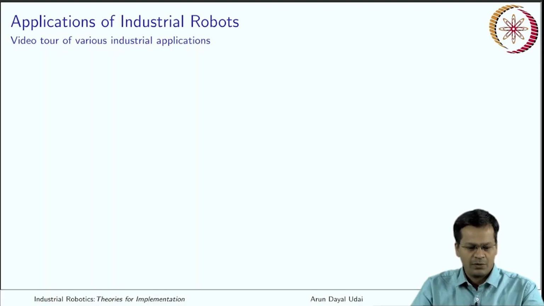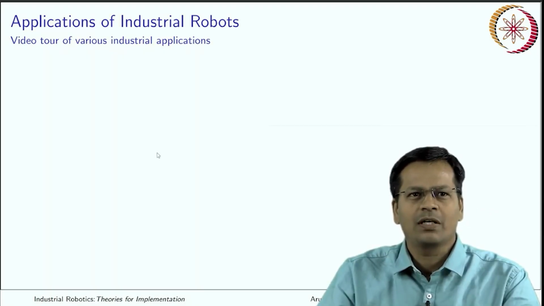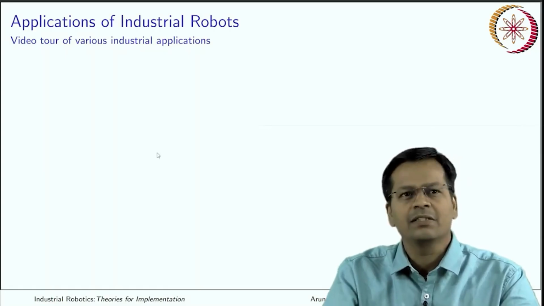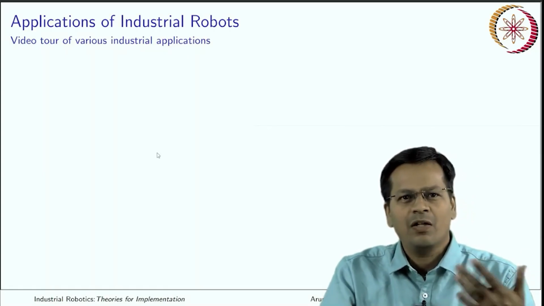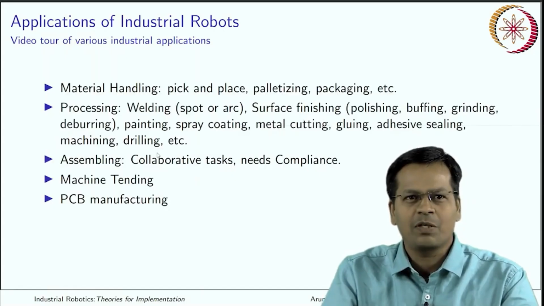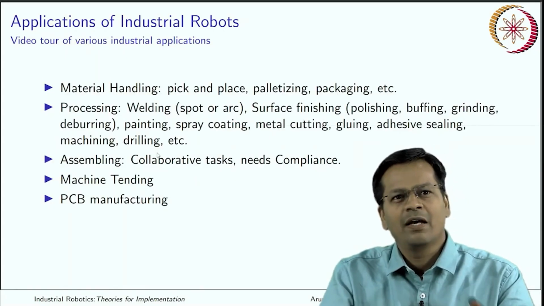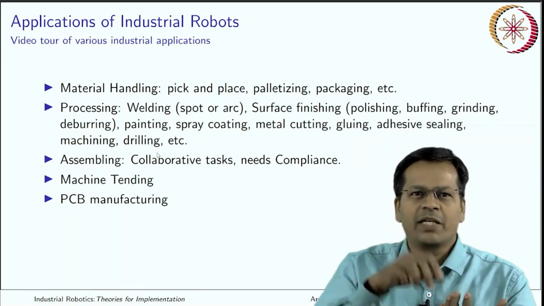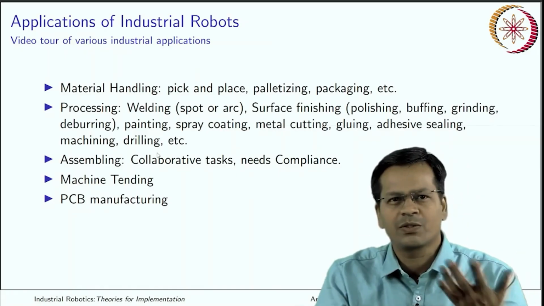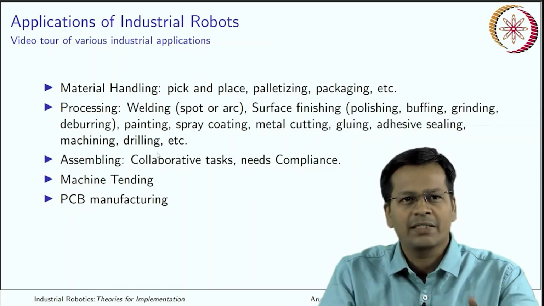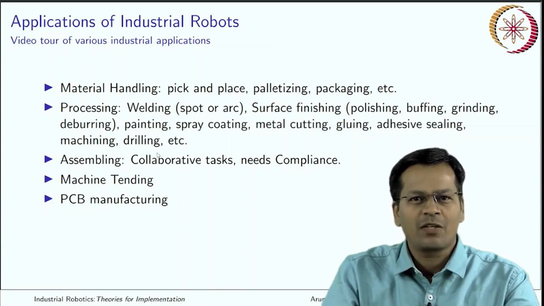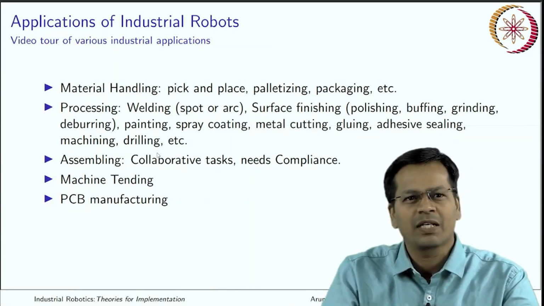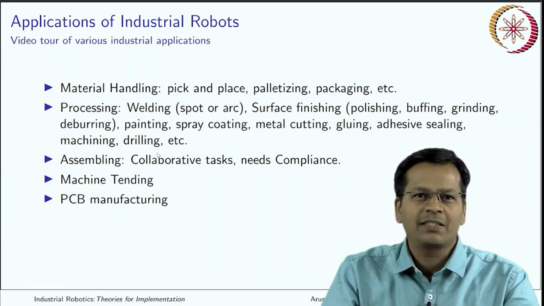Right. So let us go back to our slide. Yes. So you have just toured various industrial applications and saw industrial robots not just in industry, also outside the industry. So these are some of the examples that you saw. Material handling, picking and placing objects from one place to the other, palletizing, packaging, processing, welding, spot and arc welding you saw, surface finishing you saw, polishing, buffing, grinding, deburring, painting tasks.